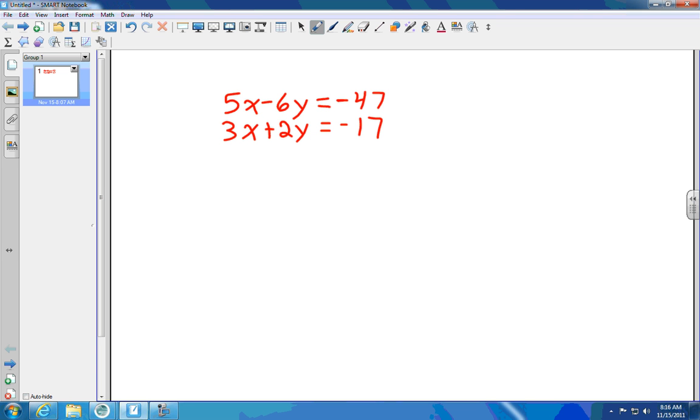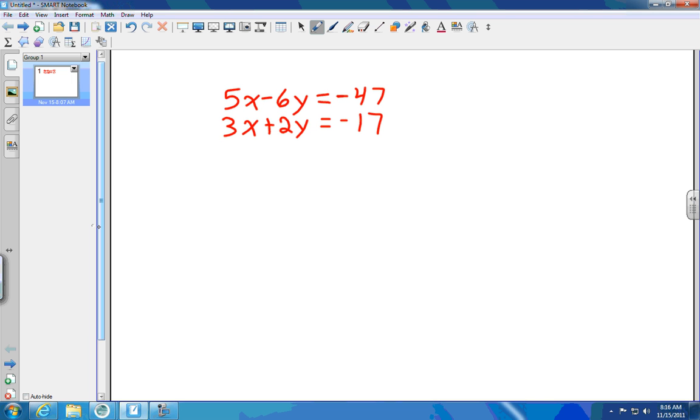Make sure you read those directions, because yesterday a lot of kids were actually going through all the steps of solving. You don't have to. All you have to do is write a matrix equation on the first one. So that's all we're going to do on this problem.